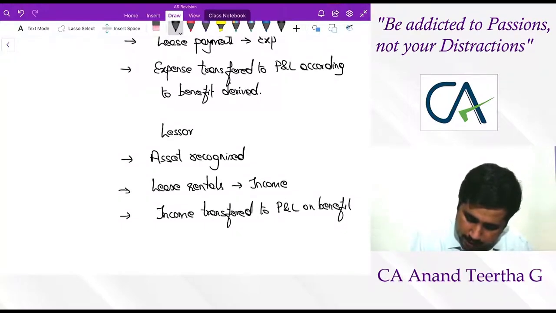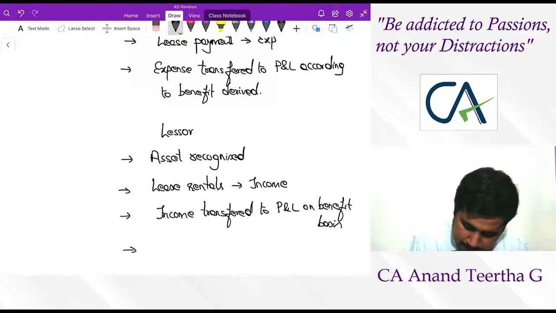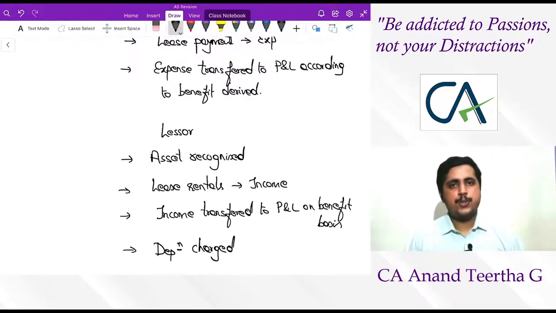But only one thing: depreciation is charged by the lessor. Since the asset is recognized in the books of the lessor, depreciation should be charged in the books of the lessor. As simple as that. There is no extra nature when it comes to this particular point of view.